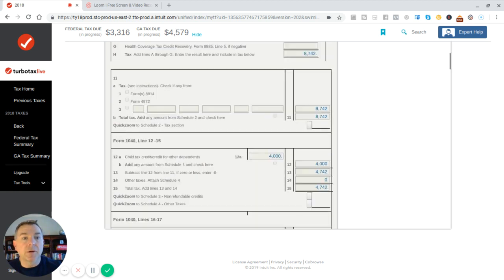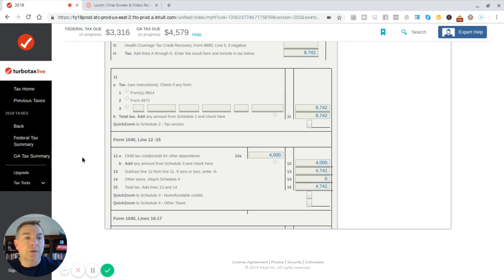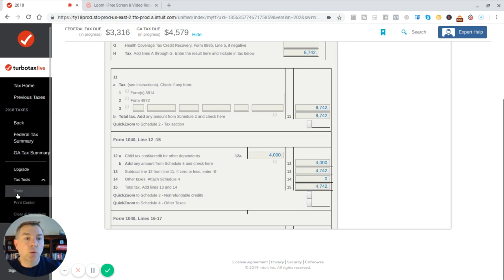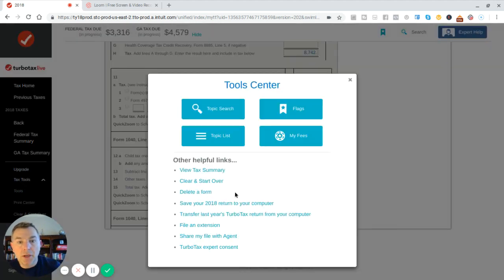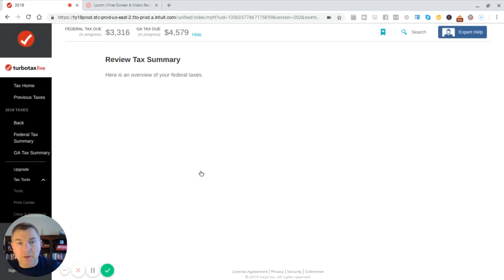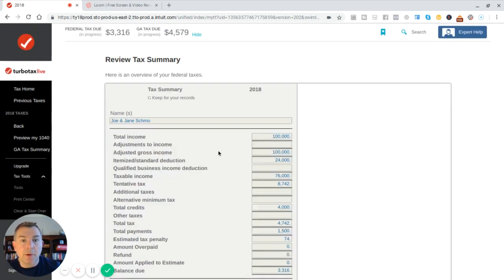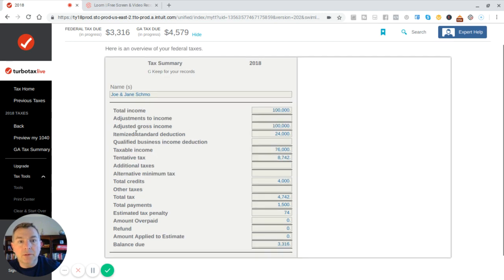Now, it'd be interesting, though. Let's go back, and you can go down here, too. If you go to Tax Tools, and you go to Tools, and again, a guy on my YouTube channel told me this, so it's pretty cool. You can see View Tax Summary right here, which was similar to this. I like the preview better, but total income, $100,000. Itemized or standard deduction, $24,000.